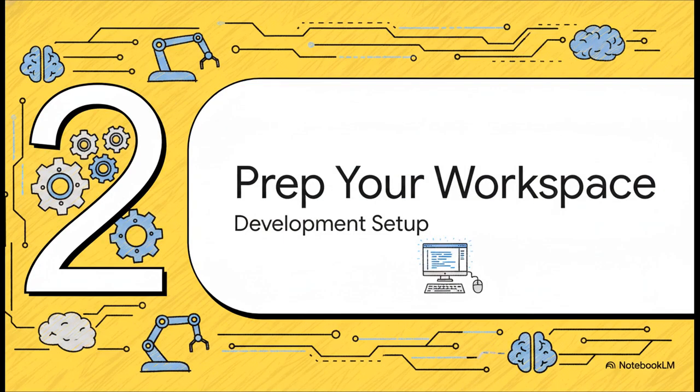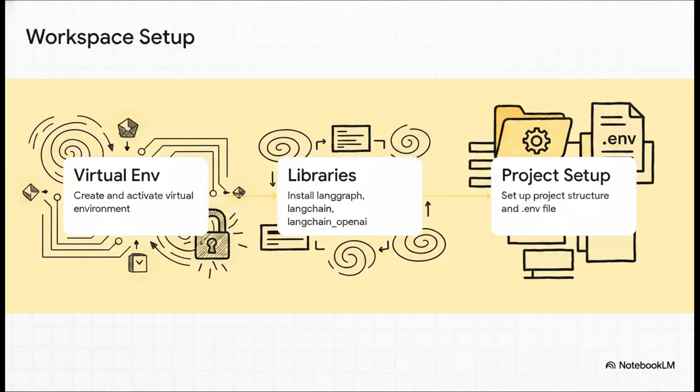All right, moving right along to Section 2, prepping your workspace and getting that development setup dialed in. First things first, open up your terminal to create and activate your virtual environment. Then install your core libraries using pip. Specifically, you'll type pip install langgraph langchain langchain_openai. Finally, set up your project structure.